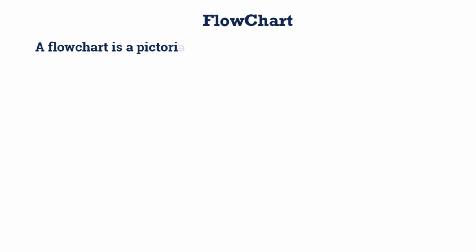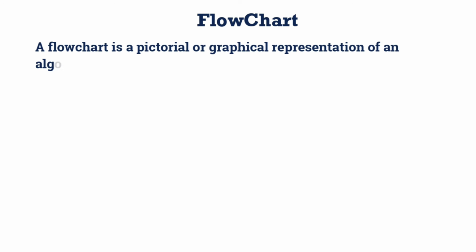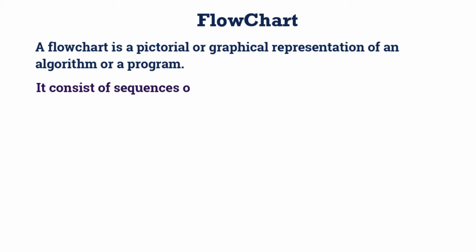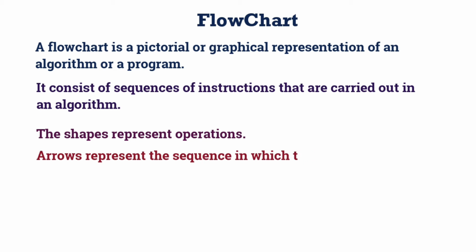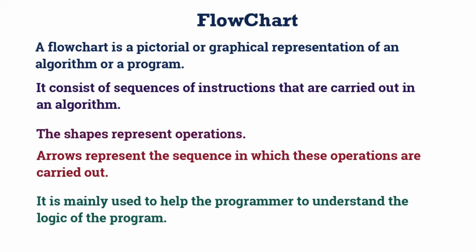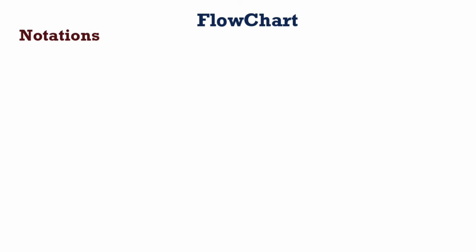So now we'll see the flowcharts. A flowchart is a pictorial or graphical representation of an algorithm or a program. It consists of a sequence of instructions that are carried out in an algorithm. The shapes represent operations. Arrows represent the sequence in which these operations are carried out. It is mainly used to help the programmer understand the logic of the program or the flow of the program.